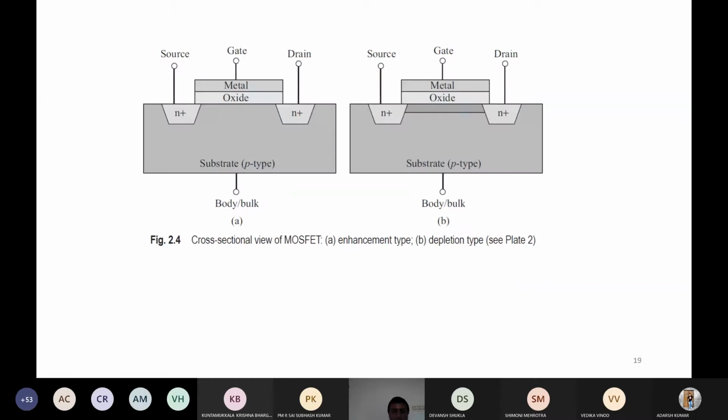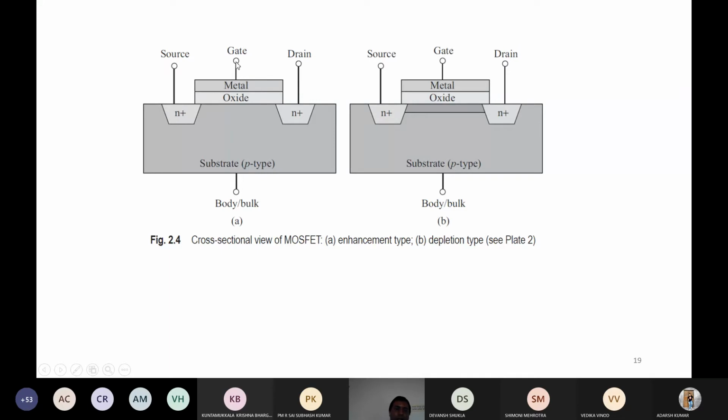So here we can see in the diagram, N plus source and N plus drain. This is the P type substrate, and this is silicon dioxide. This is metal. This metal may be any usual metal, aluminum or any other metal, or it may be polysilicon. Generally, modern transistors use polysilicon. Silicon based transistors, instead of metal, are using polysilicon as the gate material.